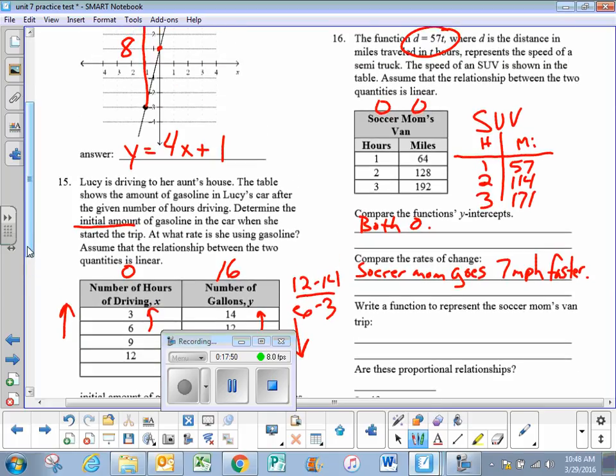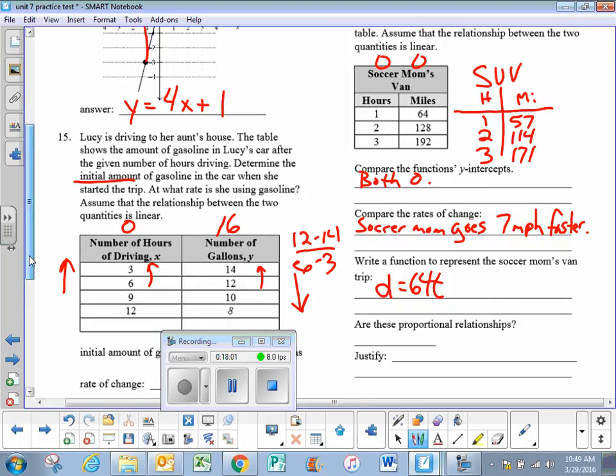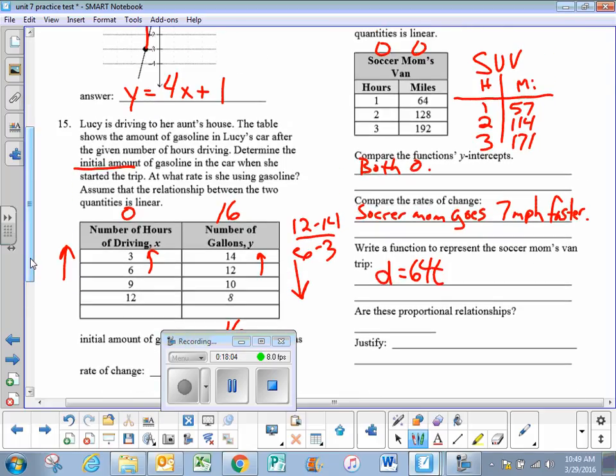Well, if his is D equals 57t, then this one is D equals, keep it simple. And are these proportional? Yes. I already answered that. They both go through 0, 0. And then you also could have said their ratios are equal. Y over X are equal. 57 over 1 equals 114 over 2 is equal to 171 over 3, and the same here.